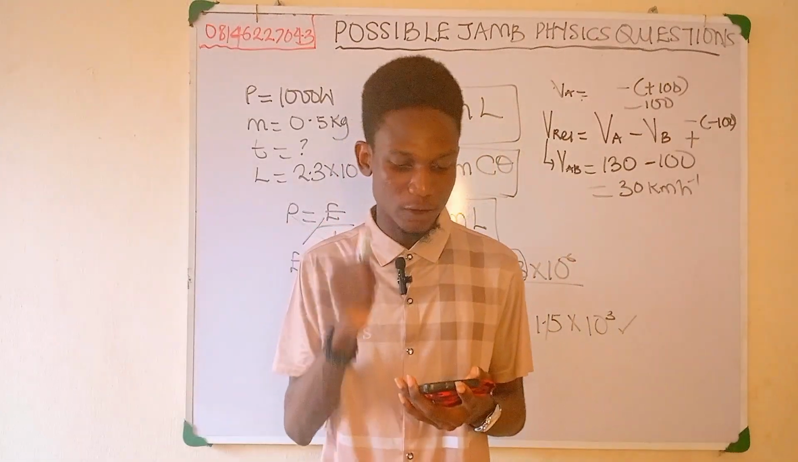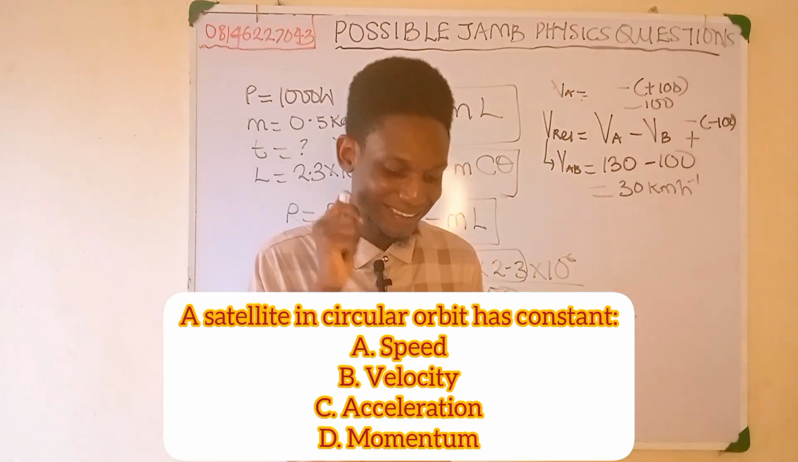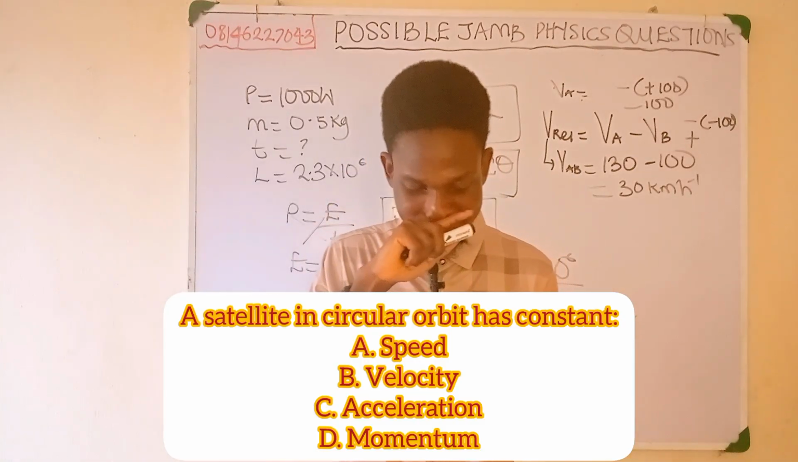So the next question says, a satellite in circular orbit has constant dash.